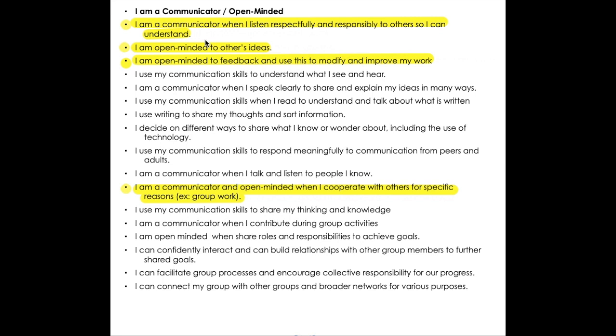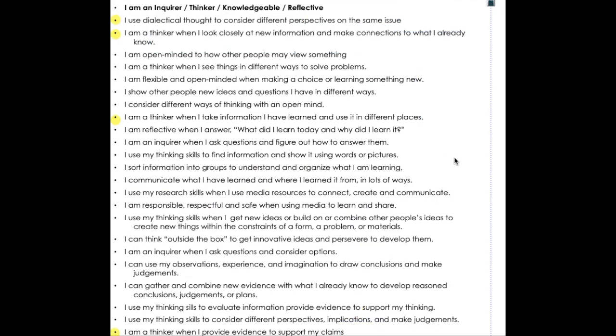Then you're going to have a sentence that explains either how you have improved this throughout the year or how you did this. So I was thinking that I would have been a communicator during lit circles and government work. So I just jotted that down. I am open-minded to others' ideas during math groups. I am open-minded to feedback and use this to modify and improve my work. Persuasive writing, but again, this could be pretty much anything. It's just whatever you feel you could write about. And then the last one I said lit circles, government work, and math groups. Okay, once you have done this, then you can move to the next column.